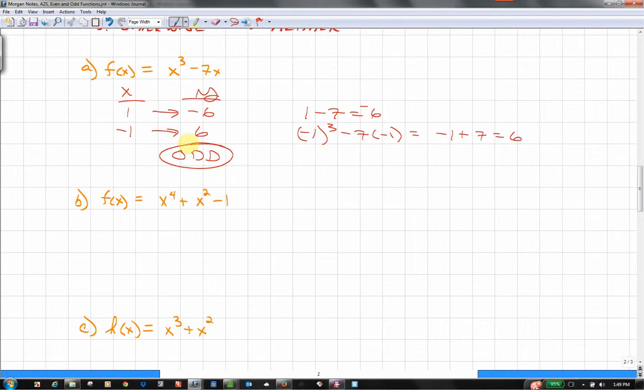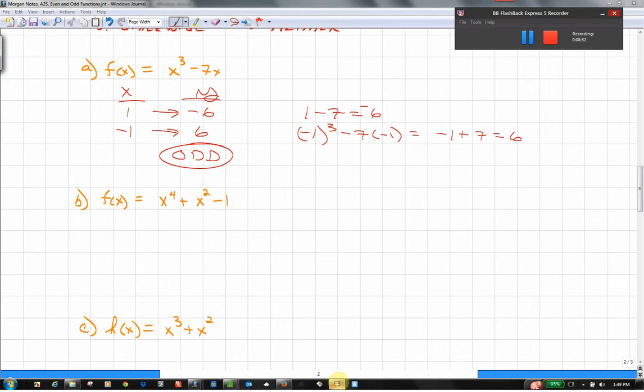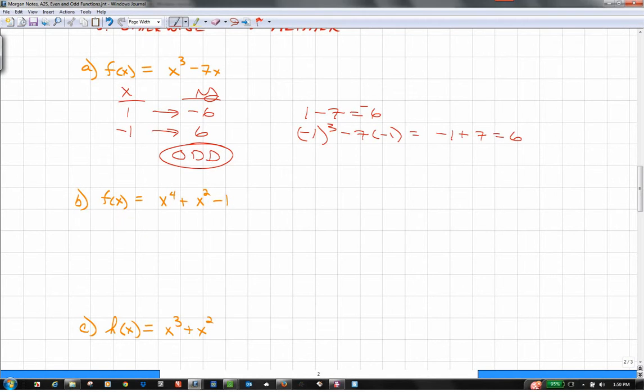Okay, going down to the next one. I'm going to put in values of x that are 1 and a -1, and see what I get out for y. If I put 1 into this, I'm going to get 1 to the 4th plus 1 squared minus 1. That would be 1 plus 1 minus 1, that'd be 2 minus 1. I get 1 out.